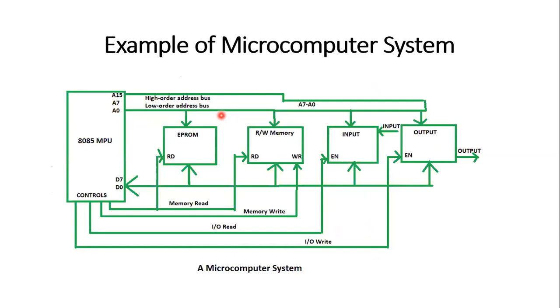Now let us see one example of a microcomputer system. It has an 8085 MPU, various memories, that is the EEPROM and read write memory, and then various output devices. These are connected by the buses, the address bus and the data bus, and then various control signals are used.